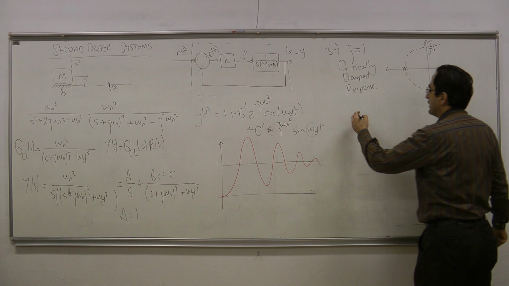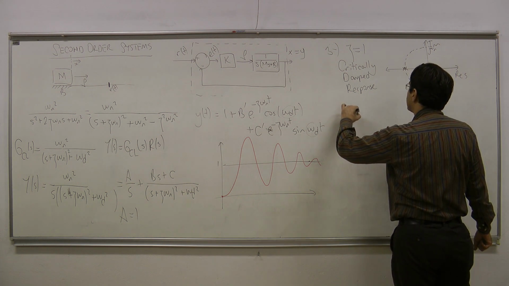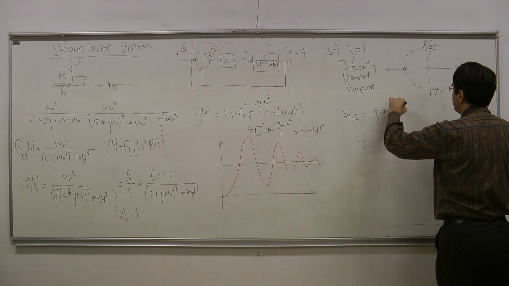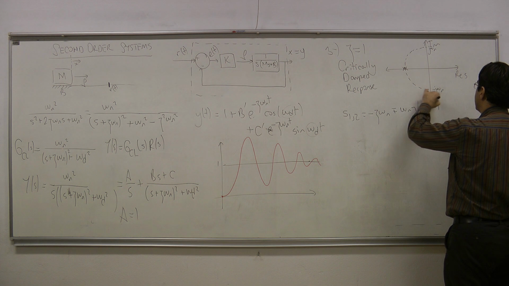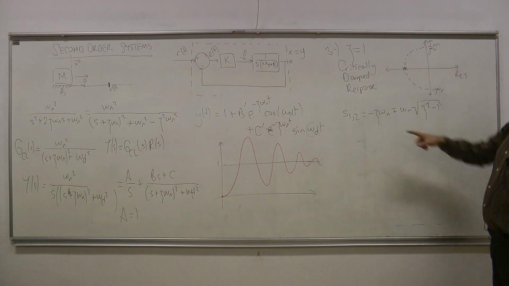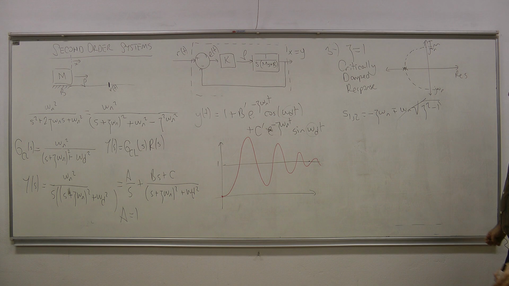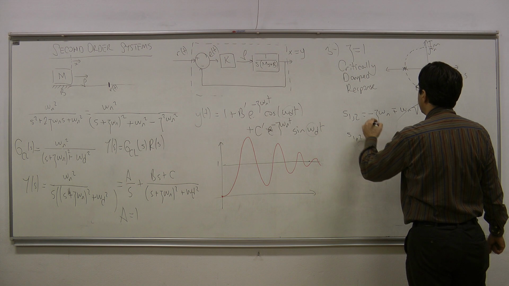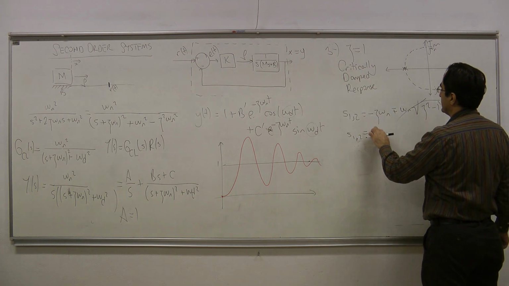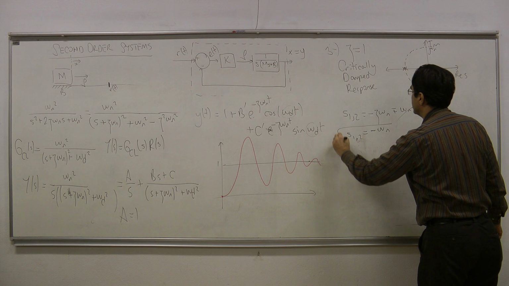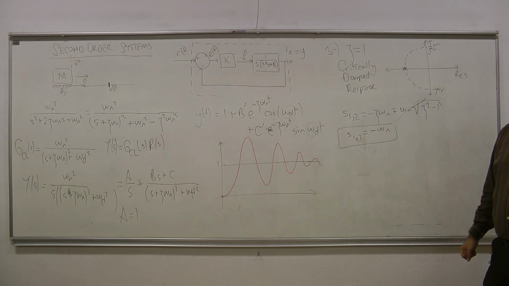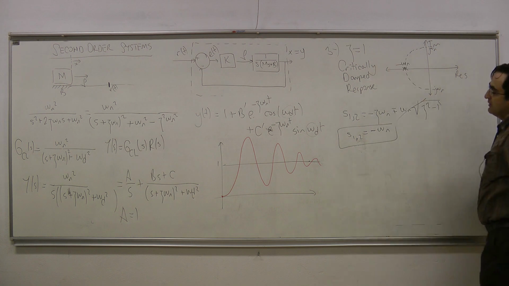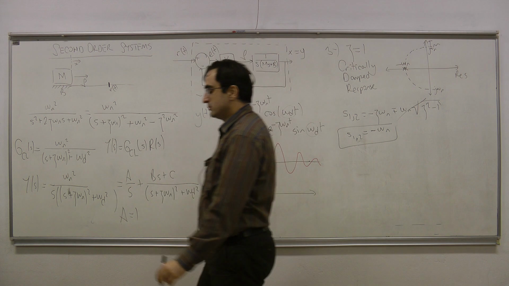Why is that? Let us look at the expression. So I have s1,2 equal to minus psi omega n plus or minus omega n square root of psi square minus 1. Okay? When psi is equal to 1, this term is going to disappear, which means that s1,2 is equal to minus, and psi is equal to 1 here, minus omega n. This is the case for the critically damped case. And that means that at minus omega n, we have double real poles. All right?